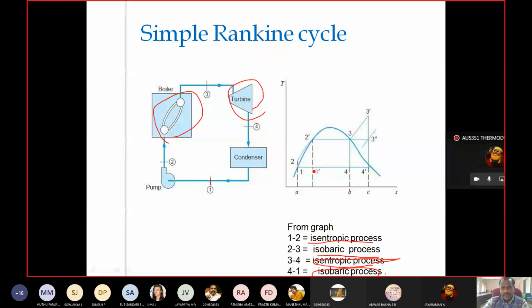Then this TS diagram will give you the properties of the states. During the pumping process, there is an isentropic process, right? It may be from this point. So this is also an isentropic process, process 1 to 2. Then again we have this constant pressure process. Then again we have this isentropic process. Then we have a constant pressure process. So this is the TS diagram of our simple Rankine cycle.